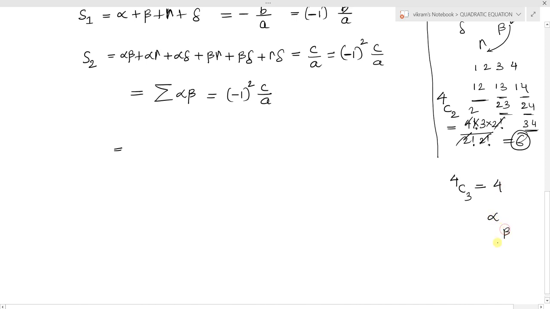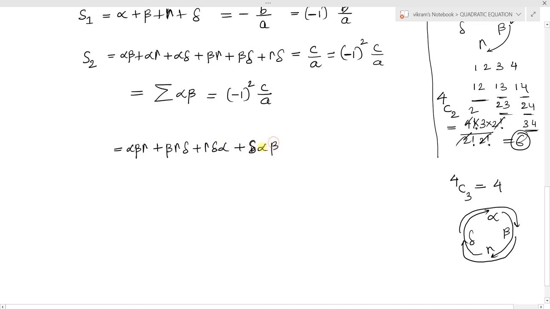That means alpha beta gamma delta. If we consider in this manner, the first one is alpha beta gamma, next is beta gamma delta, next start with gamma, gamma delta alpha, next start with delta, delta alpha beta. So we can write alpha beta gamma plus beta gamma delta plus gamma delta alpha in a circular way, plus delta alpha beta.